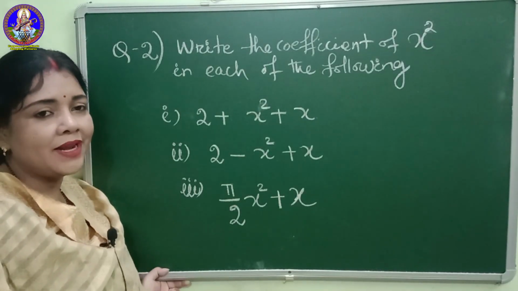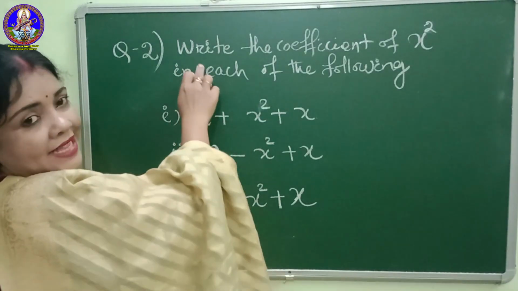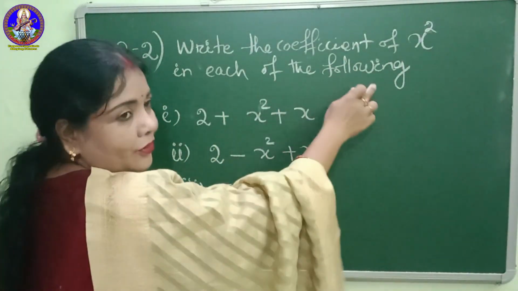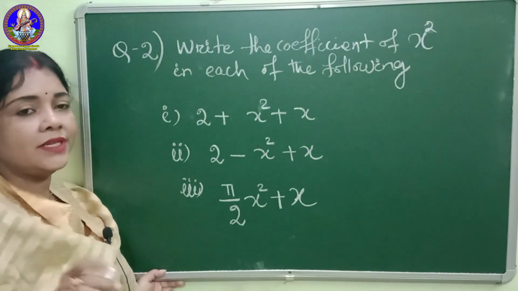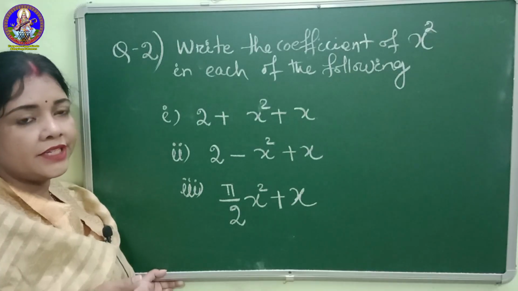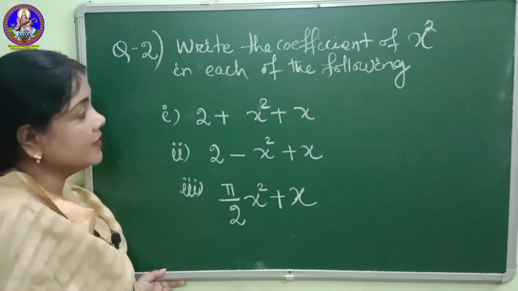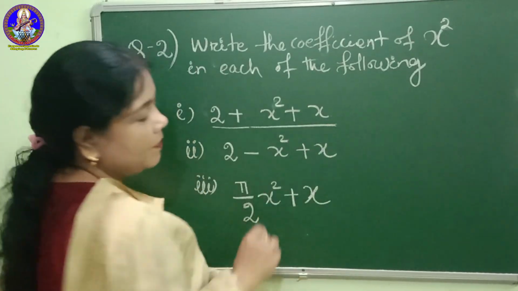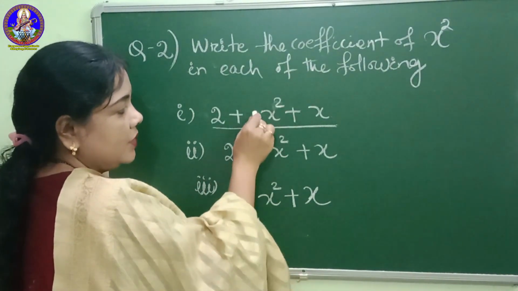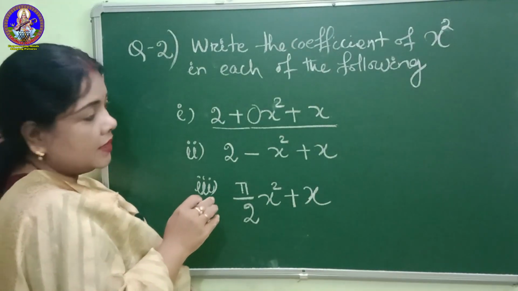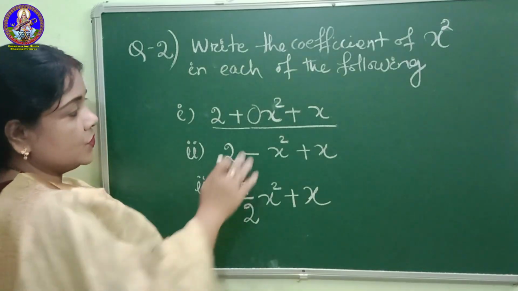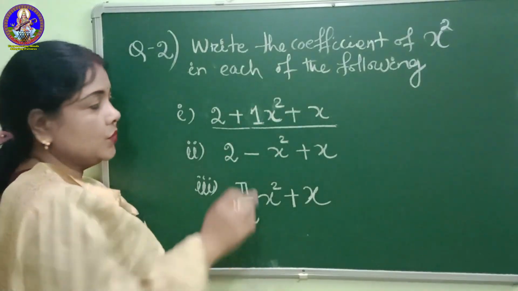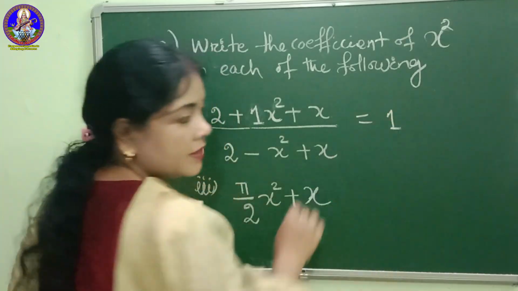Now let us solve another question, number 2. It has been asked to write the coefficient of x square in each of the following. That means we have to find out what numerical value or integer is present with x square. Here in the first expression, the expression is 2 plus x square plus x. So we have to see what value is present with x square. Here nothing is present with x square, which means it is 1. So the coefficient of x square is 1.